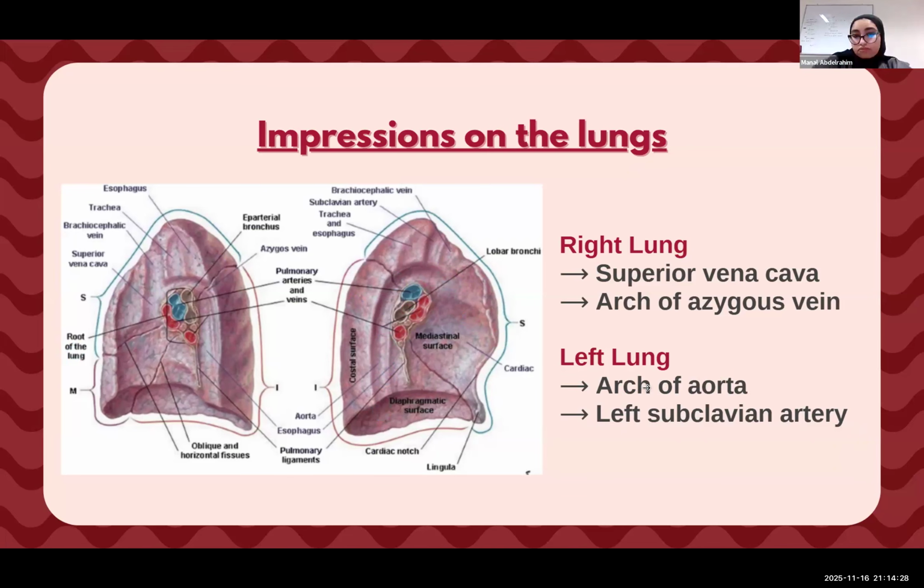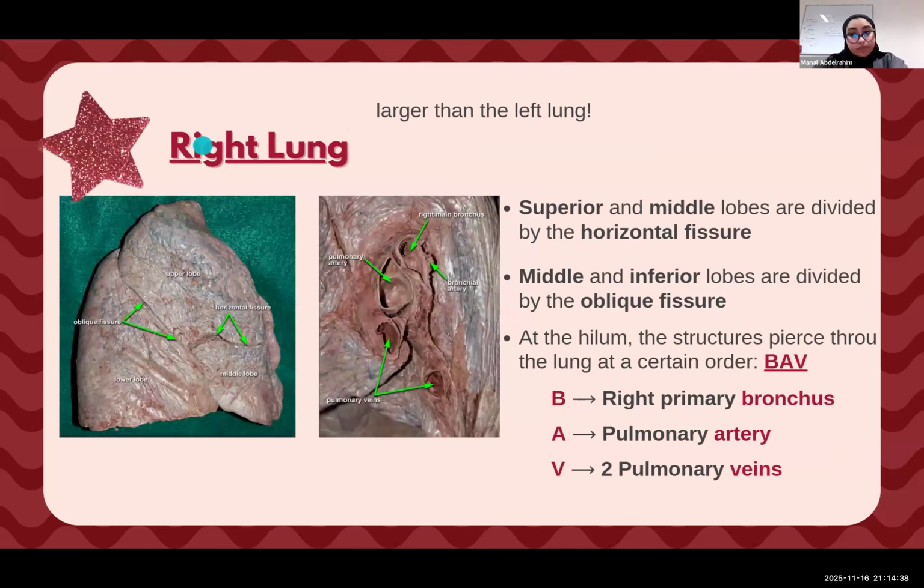This arch of aorta very likely. So let's talk about the right lung. Now the right lung is larger than the left lung. Why is that? On the left side, we have the heart, and the heart is very close to the lung. There's not enough space for the lung to be huge. On the right side, we don't have the heart, so it's going to be larger.